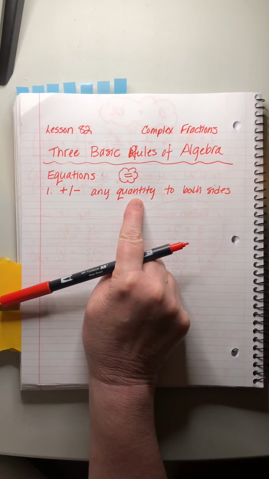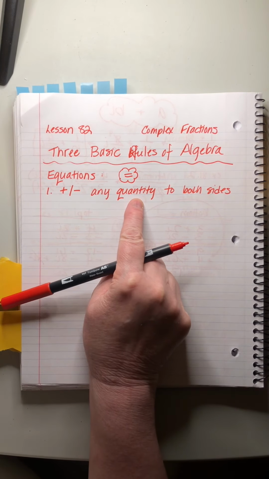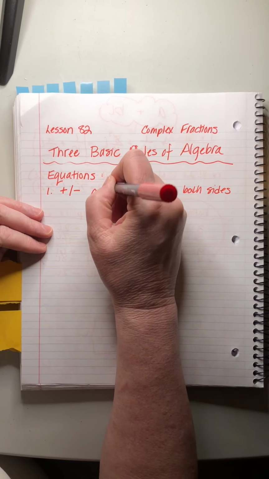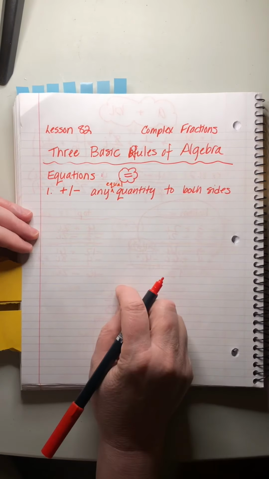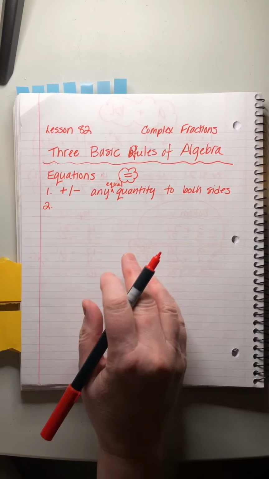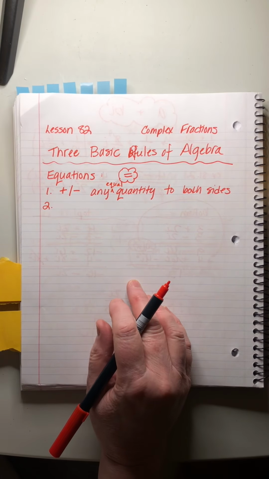You can't add 8 to one side and 3 to the other, right? So I'm just going to write any equal quantity, as long as they're equal. The second rule, and this is swimming fish. We've been doing this forever. These are not new rules. These are not hard rules.